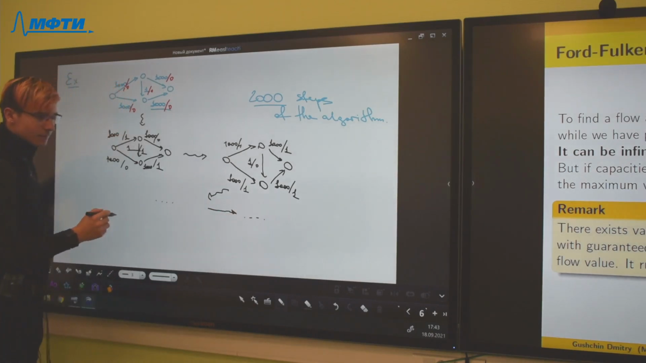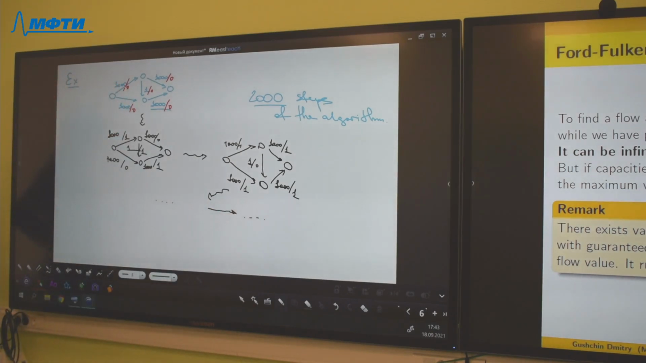the steps 2000 times to increase flow to 2000.